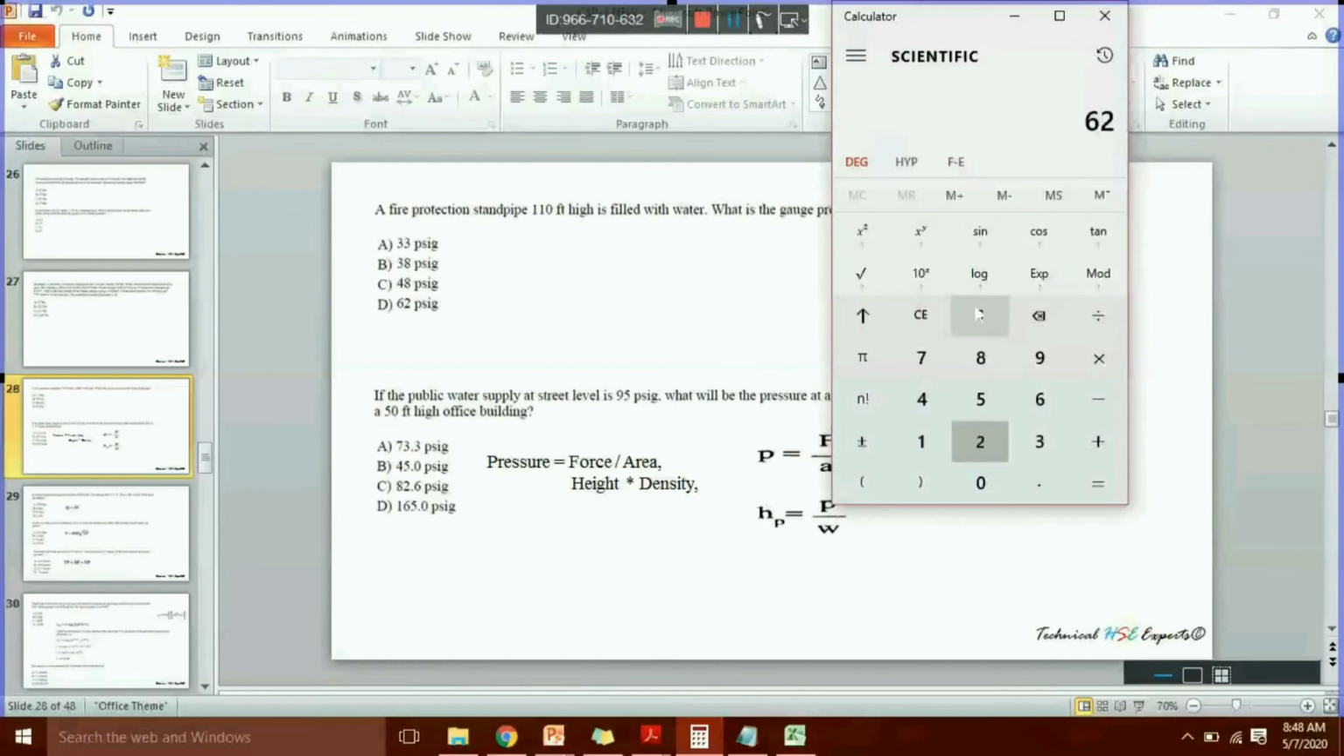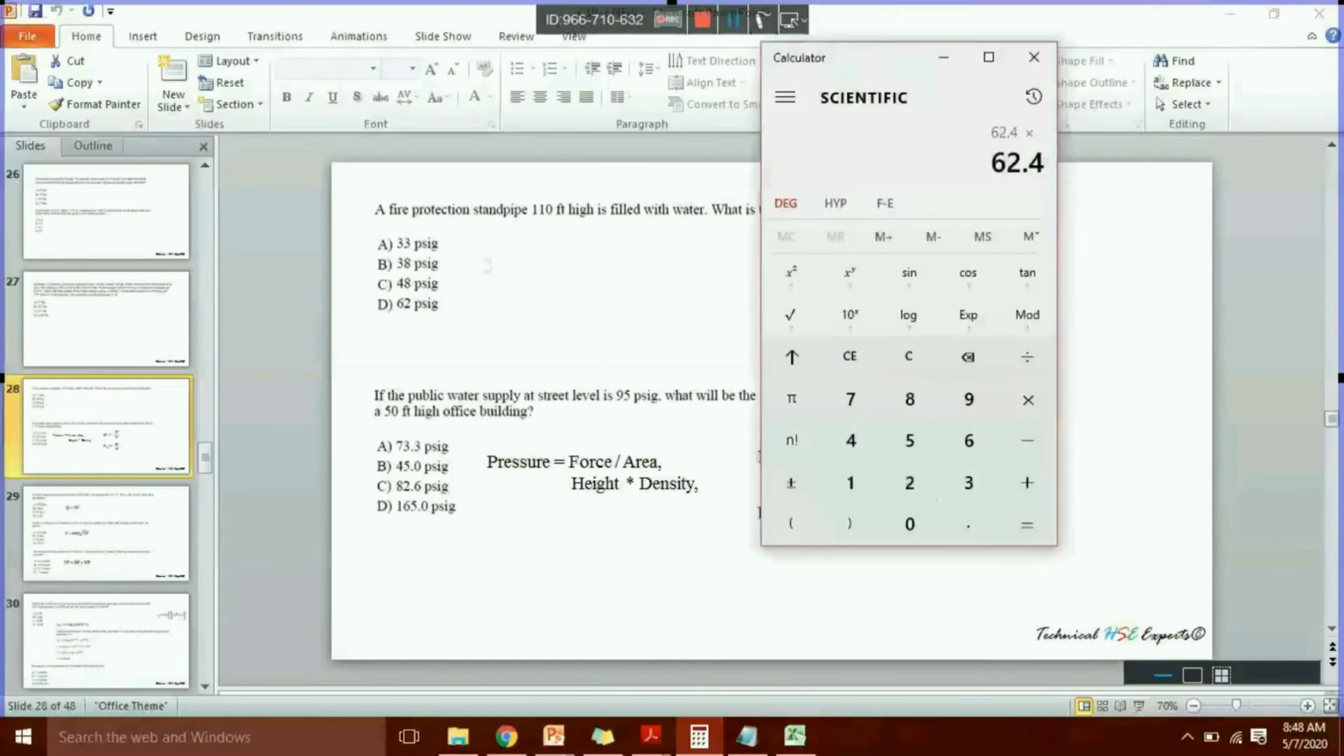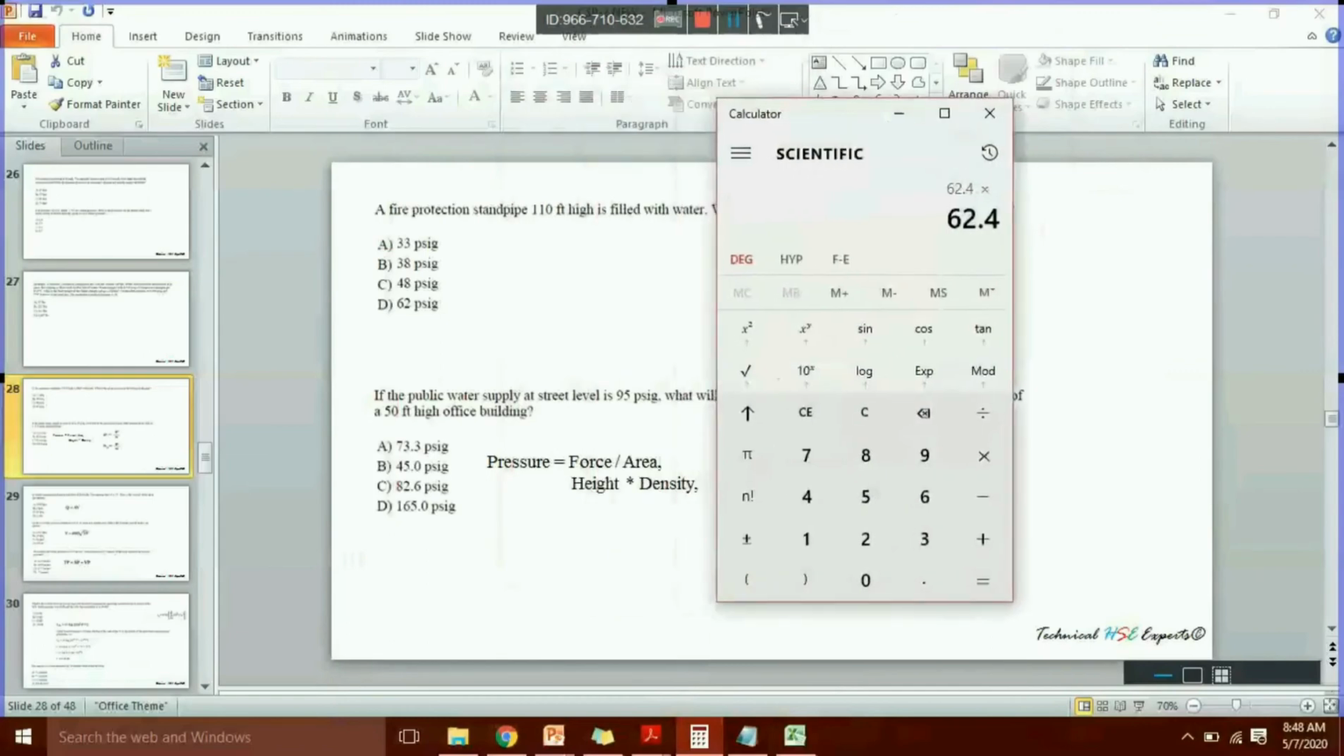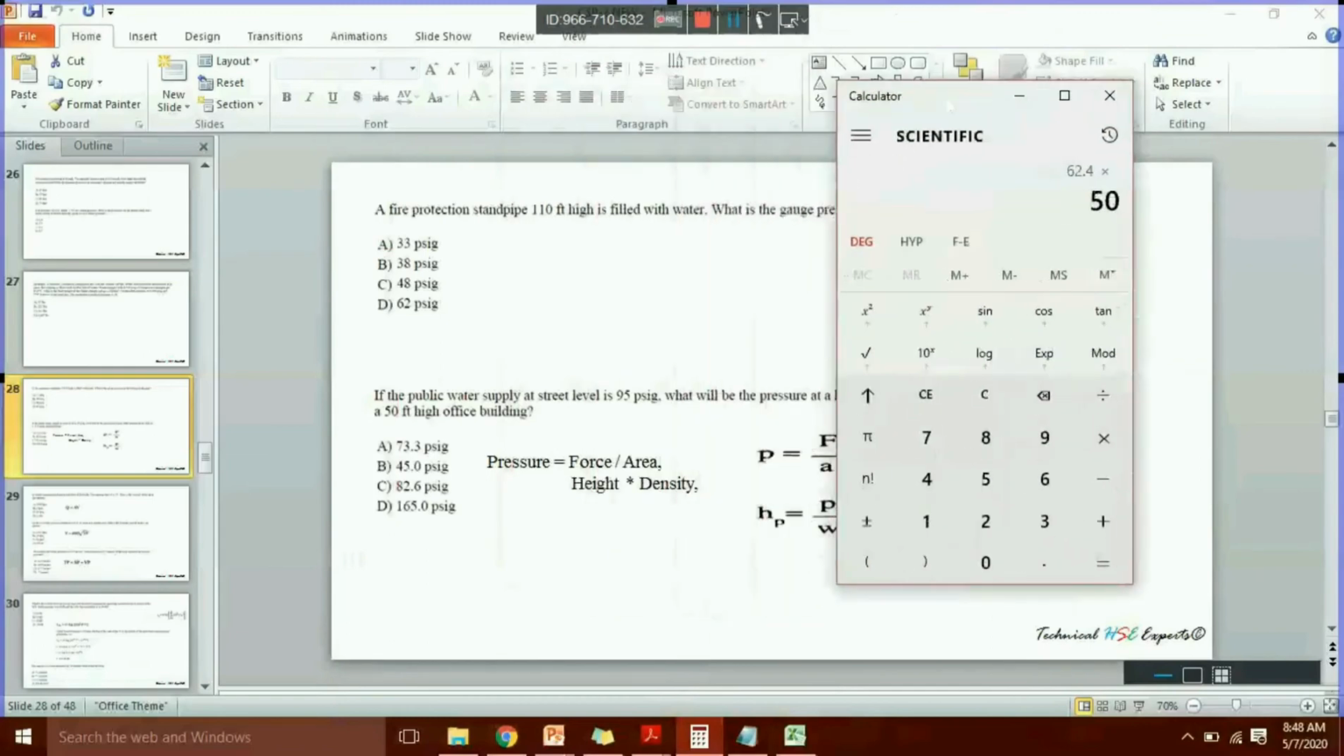What is the height of the standpipe below the roof? 50. Okay. I need to convert this into inch square. This is pound per feet square, so divide by 144. So this is how I got that 22. Now it's clear?